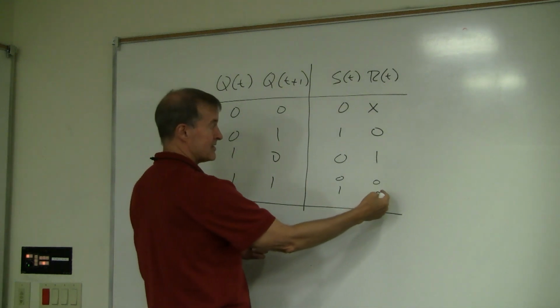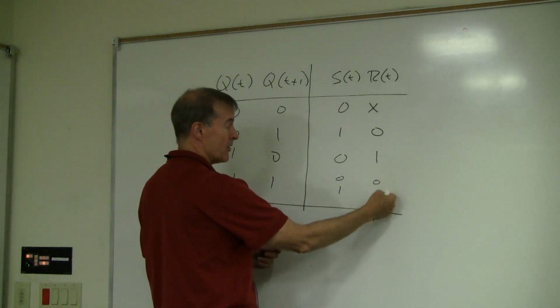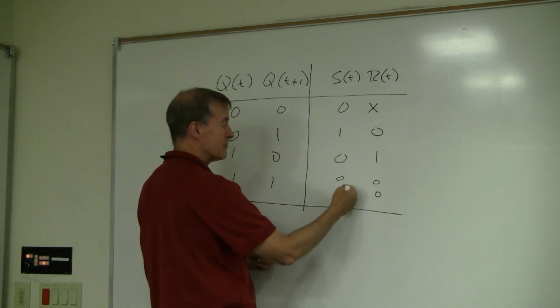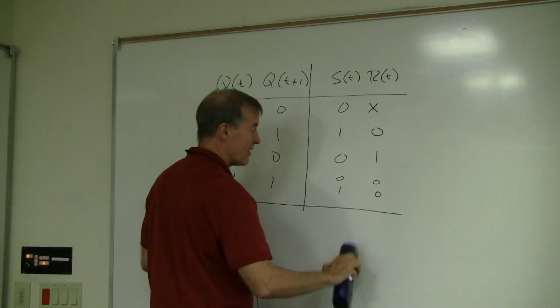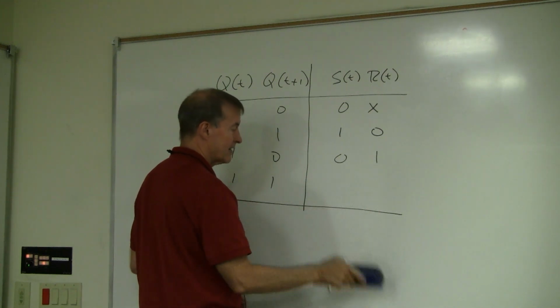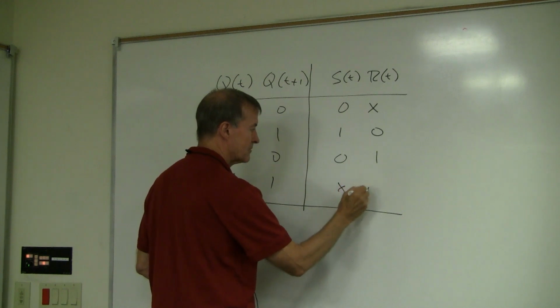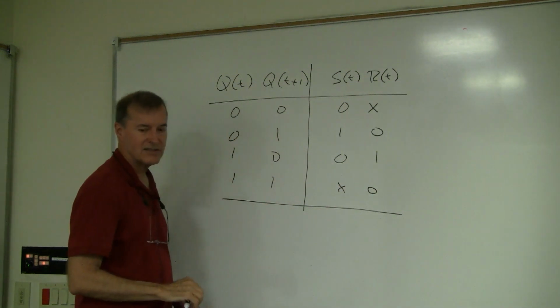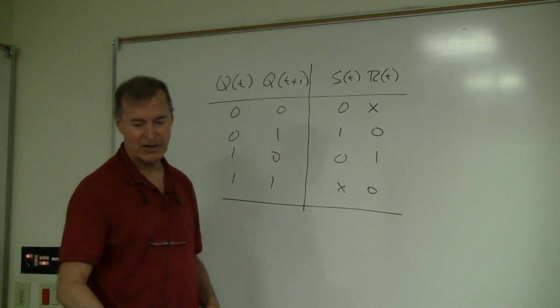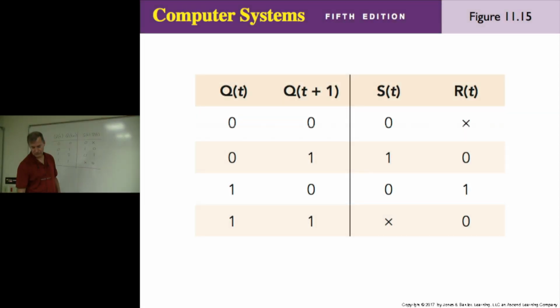Well, what this is telling us is that R must be 0, right? But S could be 0 or 1. So that means X0. So this is the excitation table. So let's see if we got it right. Yep. So do you see how to construct the excitation table? It comes from knowing the rules of what the conditions are for S and R.